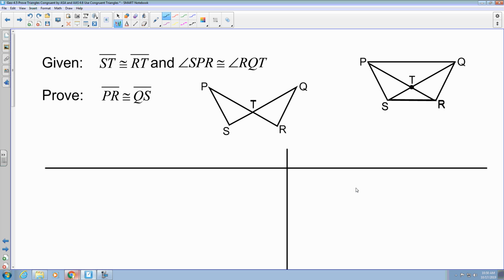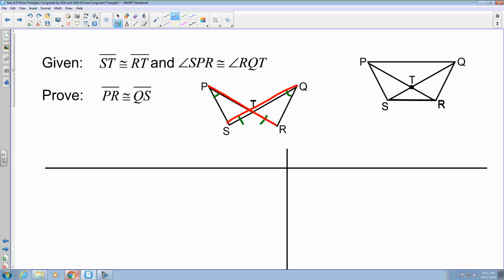So what we have here is a given where we're trying to say that ST, which we'll say is right here, is going to be congruent to RT, which is right there. And they're saying that SPR, which is right here, is congruent to RQT, which is right here. The statement that they want to make is they're trying to prove that PR, which is right there, is going to be congruent to QS, which is right there.